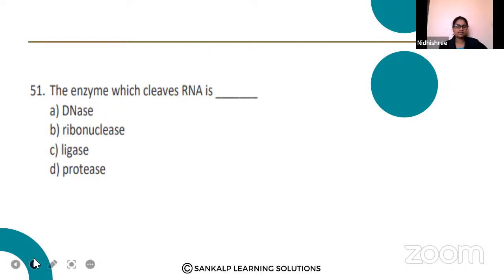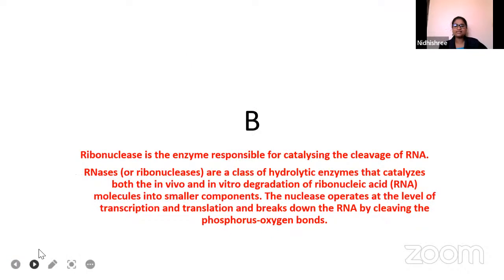Let us check what is the answer. Option B is the right answer regarding ribonuclease. Okay, Deepthi, can you read out the slide? Here, Deepthi M. No. Okay, Padmayan, can you read out the slide?